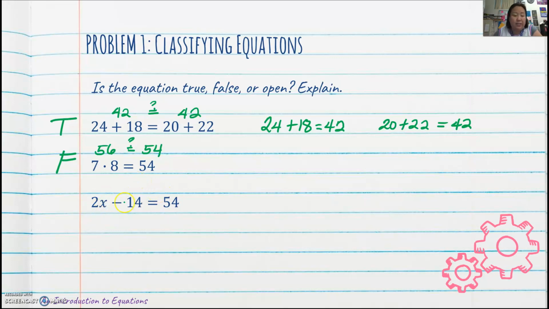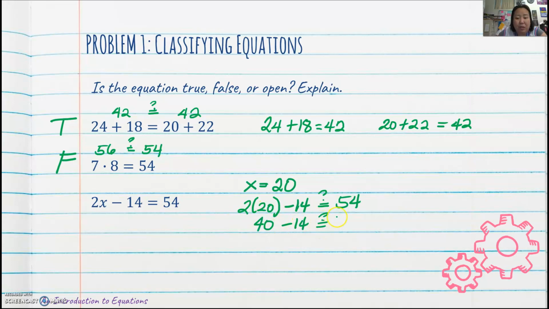So, for example, let's replace x as 20. If x is 20, it will be 2 times 20 minus 14. Is that really equal to 54? 2 times 20 is 40, minus 14. Is that going to be equal to 54? Definitely not. This is going to be 26, and that is not equal to 54. So if our x is 20, then the equation is going to be false.